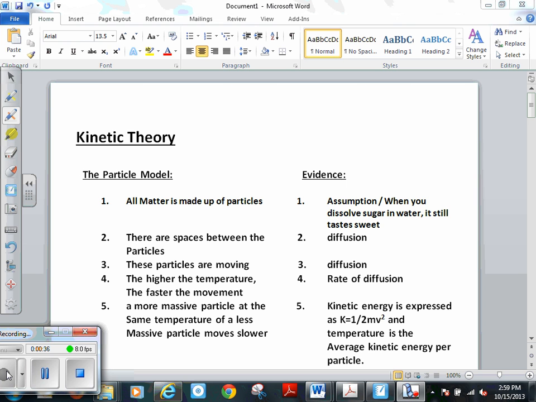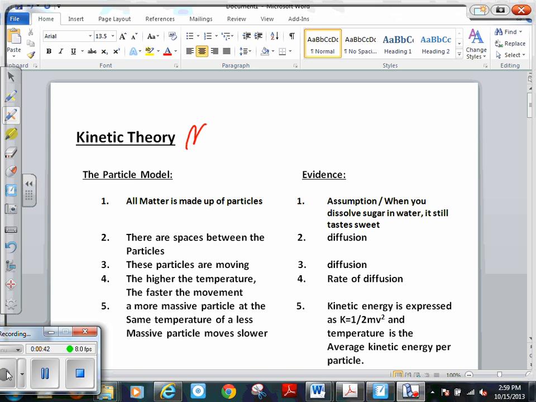Okay, so kinetic theory, you guys remember what kinetic means? Kinetic means movement, right? So if we're talking kinetic energy, which we will in the second semester, that will be the energy of movement. Potential energy would be the energy of position. So in the kinetic theory, we have the particle model, another way to talk about it. So we're talking about the particles.